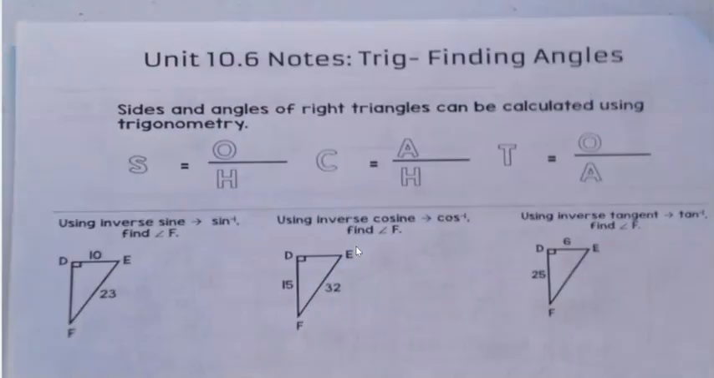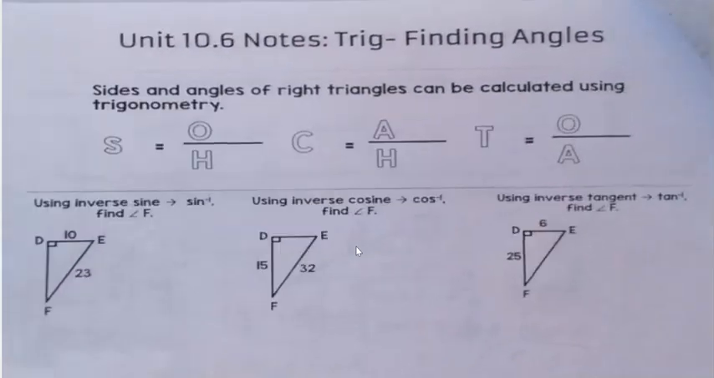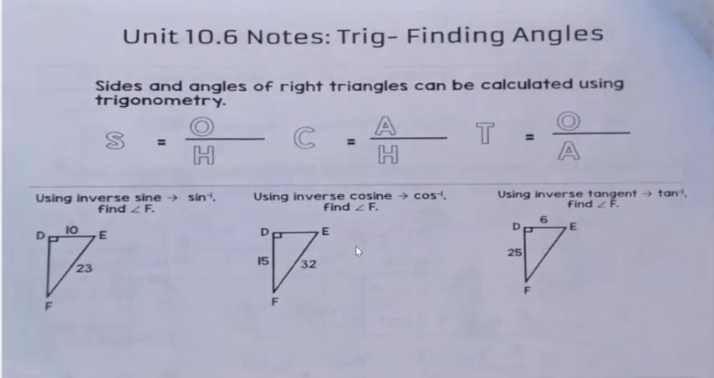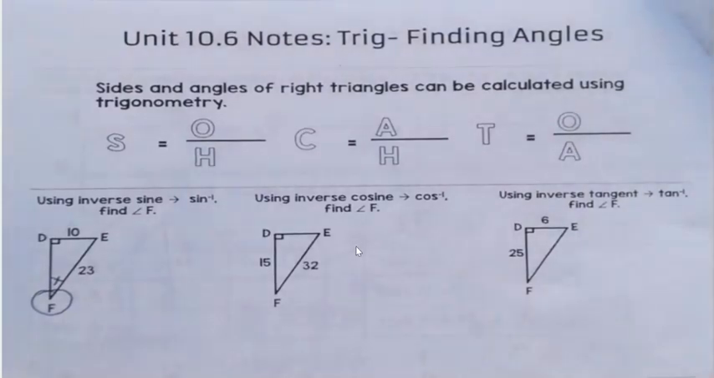Alright, so this is the 10.6 notes, and we are finding angles in right triangles today using trig. So the very first thing we're going to do, just like yesterday, is circle our reference angle. And what does that mean? Well, we are looking for F, so I'm actually going to put X right there, and then I'm going to circle it, because X is what we're looking for. It's an angle.